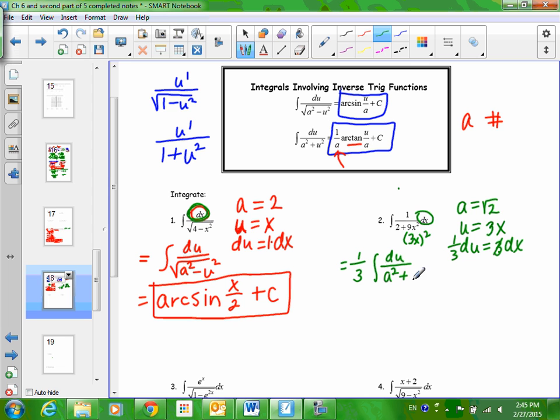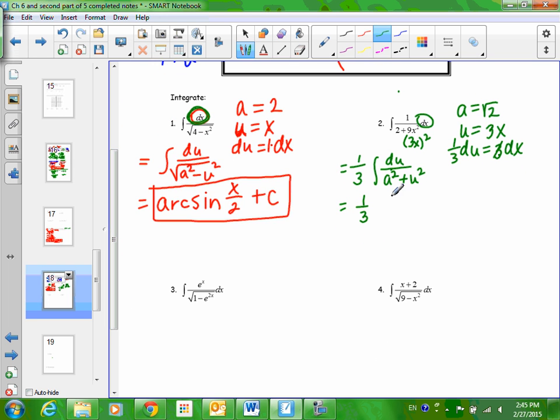This 9x squared, or 3x in parentheses squared, gets replaced with u squared, which is this formula right here. It's more of just a confirmation. Some of you are real quick and not going to need to actually write this step. You're going to know that it's working out, and you're going to go straight to the arctan. Just putting that out there. It kind of just depends on how you think about it.